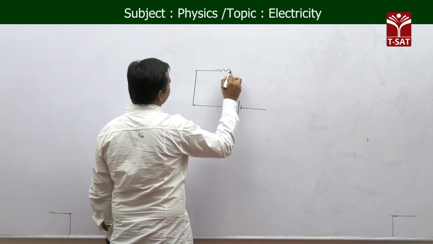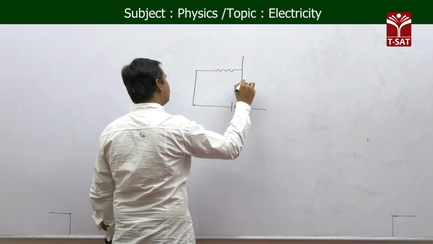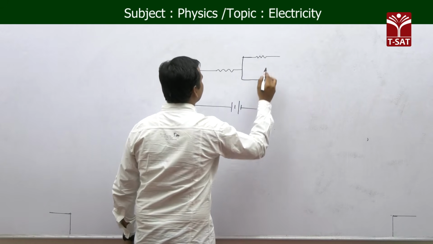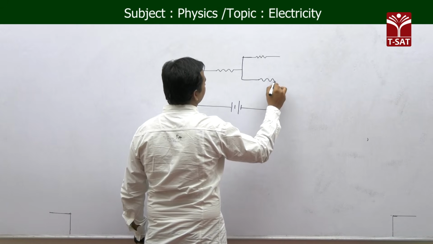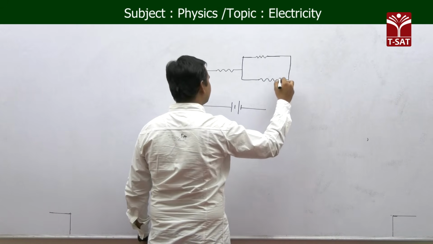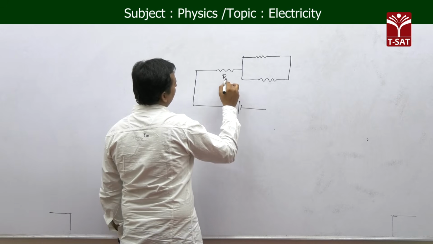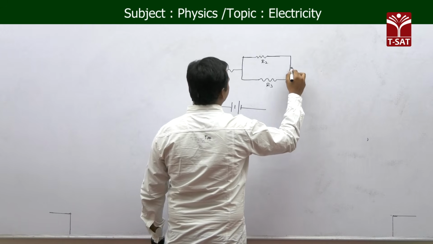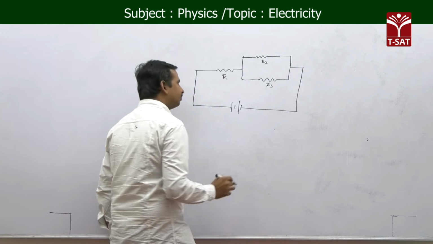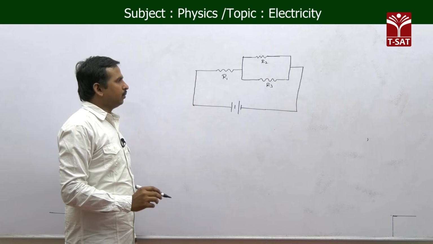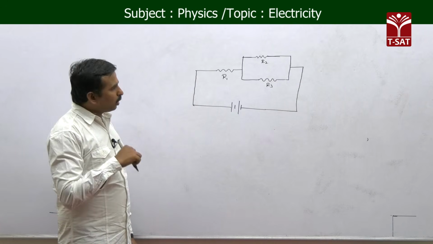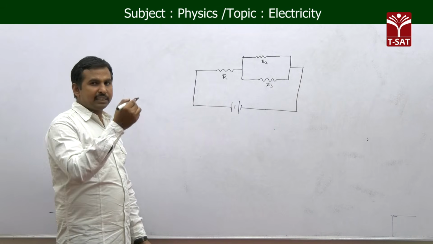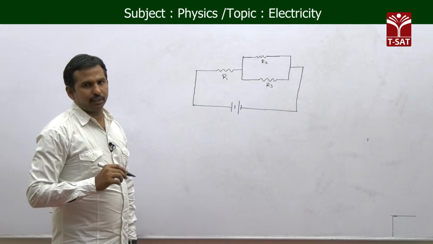A resistance which is in series with 2 more resistances, like this. So, let this be R1, R2, R3, and this is again connected to the battery, like this: R1, R2, R3. R2 and R3, these two are in parallel, whereas R1 is in series with R2 and R3.